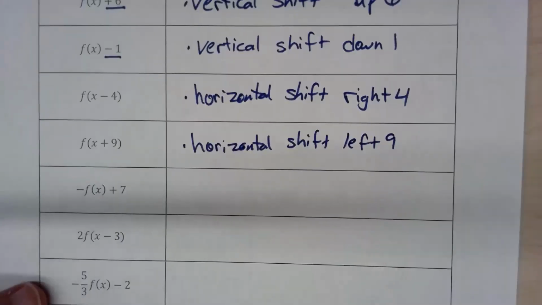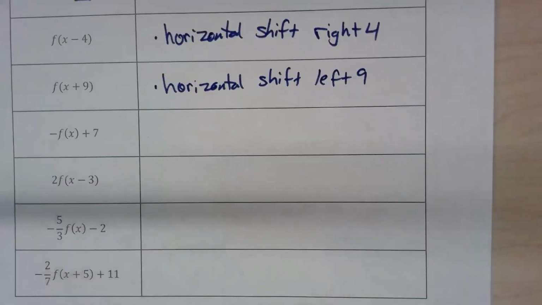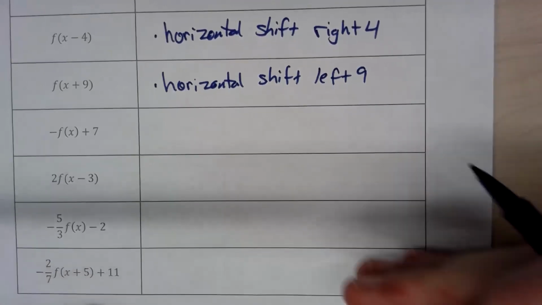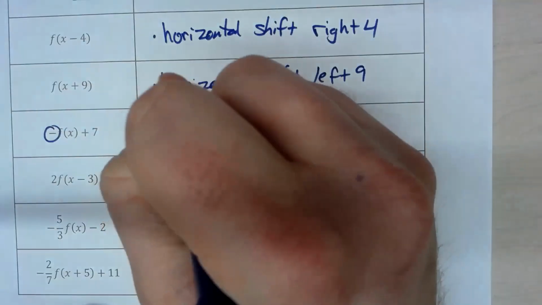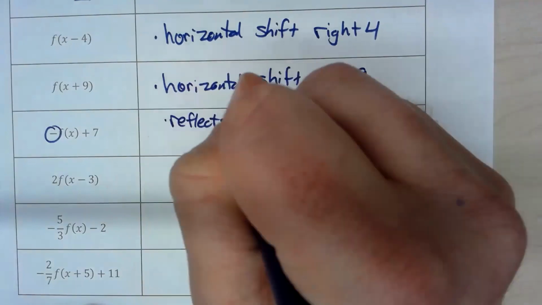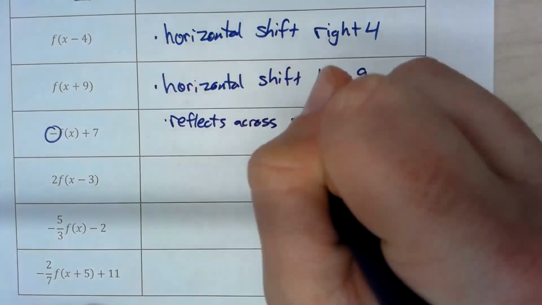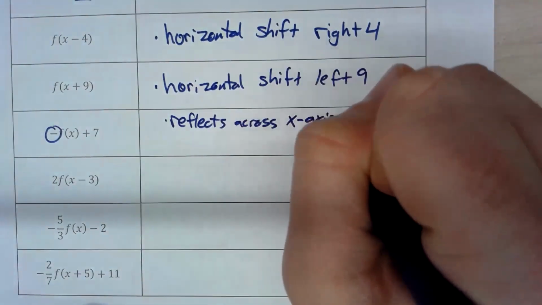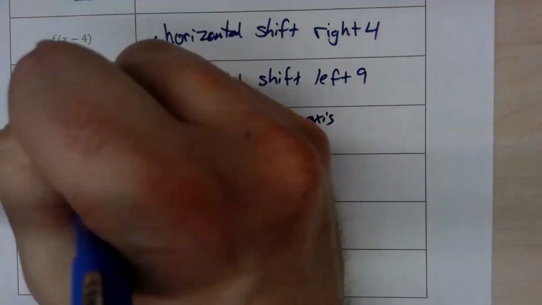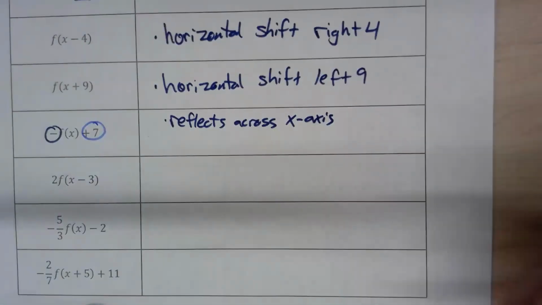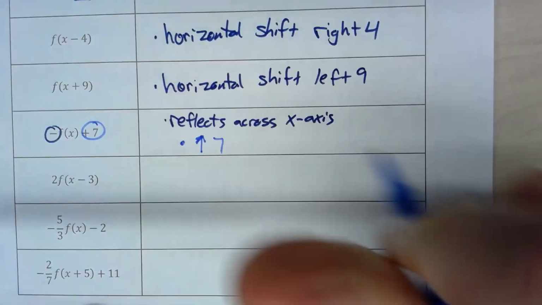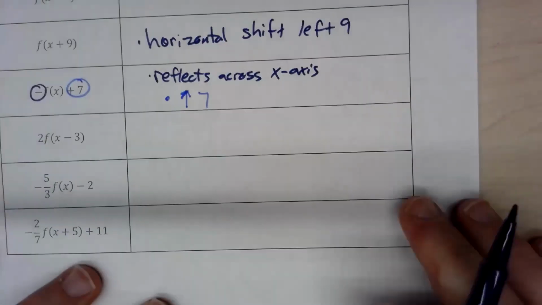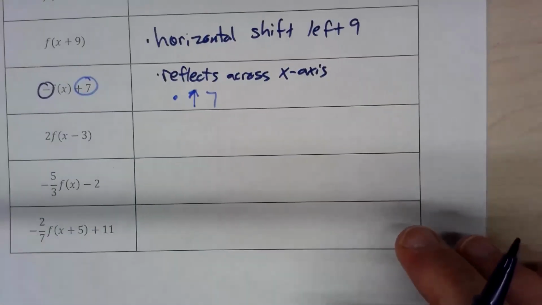However, there's not always just one transformation, right? Usually there's more than one. So we're going to write down all the ones that are occurring. So anytime I see negative, man, that reflects across the x-axis. That's what the negative tells me. And this +7 tells me it's going to be a vertical shift up. I'm just going to put up 7.